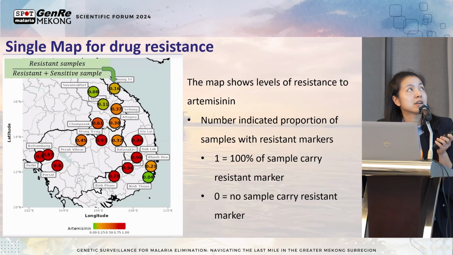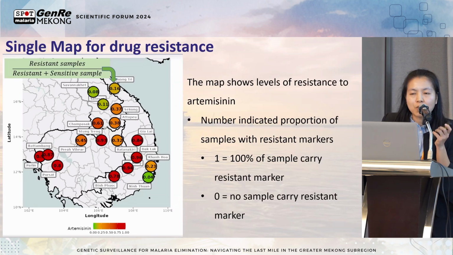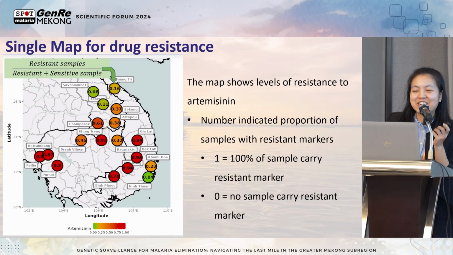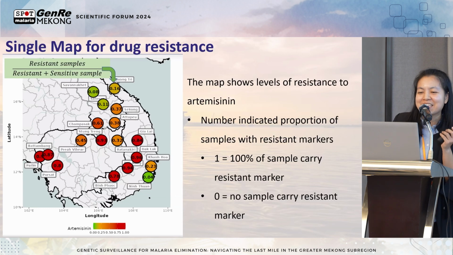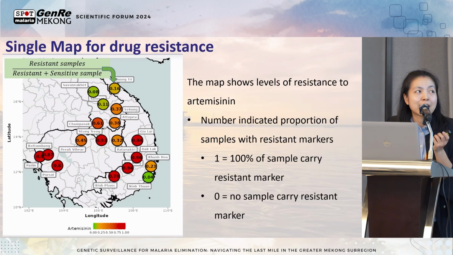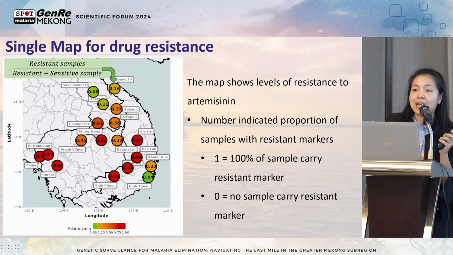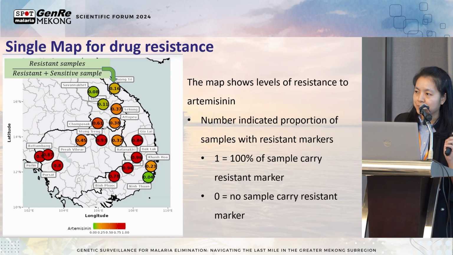I could take the example of here, 0.16, as Quantry province. So this means that 16% of the samples from this province were predicted to be artemisinin resistant. So that's how you can briefly interpret this map.